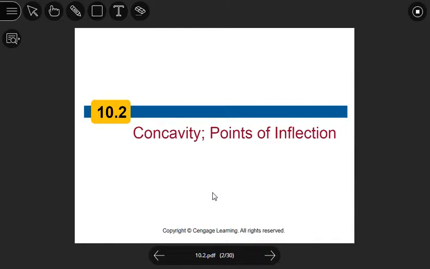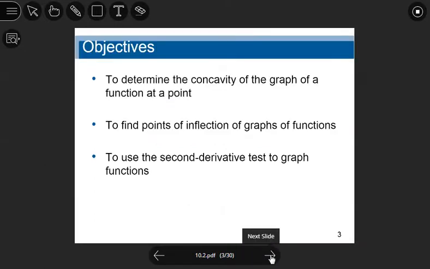Hi everyone, so today I'm going to discuss 10.2 concavity and points of inflection. Especially here we are going to learn about the applications of the second derivative and how we can find the concavity of a given region or for some point, and how we can find inflection points, and finally I'm going to discuss how we can draw graphs by using the first and second derivatives. Okay, now let's start our lesson today.